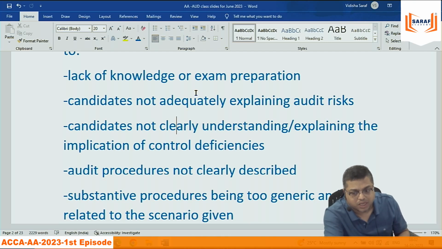How will I perform the audit? What process should I follow? The examiners are saying students are not writing that properly. Substantive procedures are being written too generic and not related to the scenario.